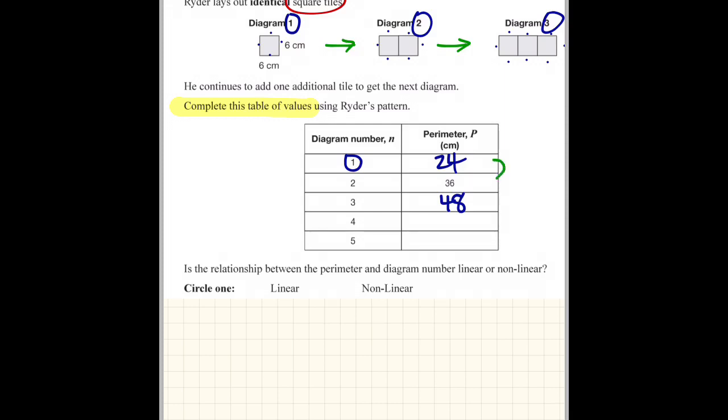Well, from 24 to 36, we've added 12 centimeters. From 36 to 48, we've added 12 centimeters. So we can predict that going to the next one, we're also going to add 12 centimeters of perimeter, and that's going to give us a perimeter of 60. And then we can verify that. We can take a minute either to get the tiles out or to draw it. So let's see, what would diagram 4 look like?